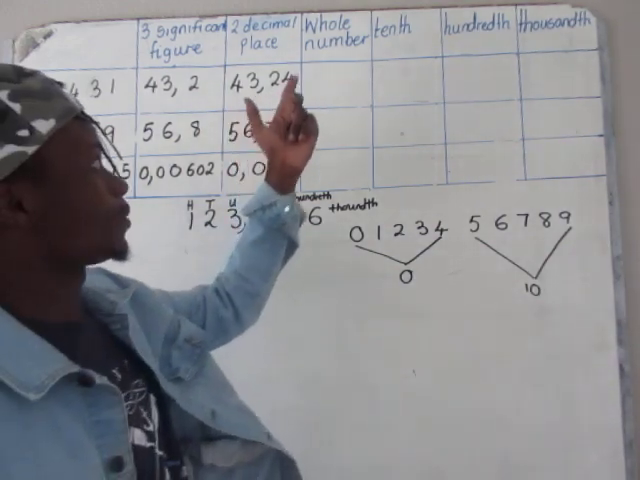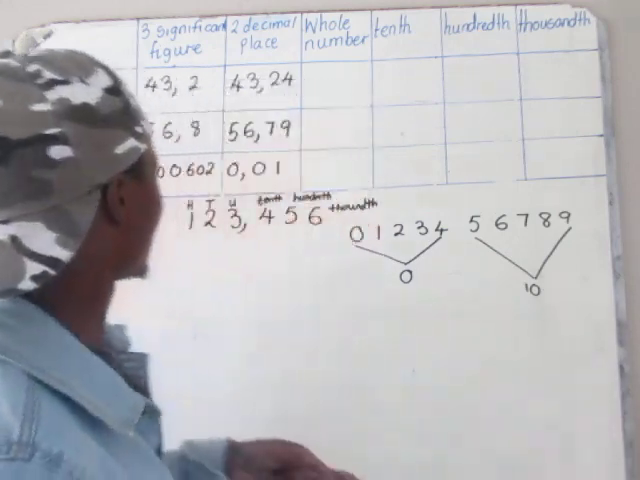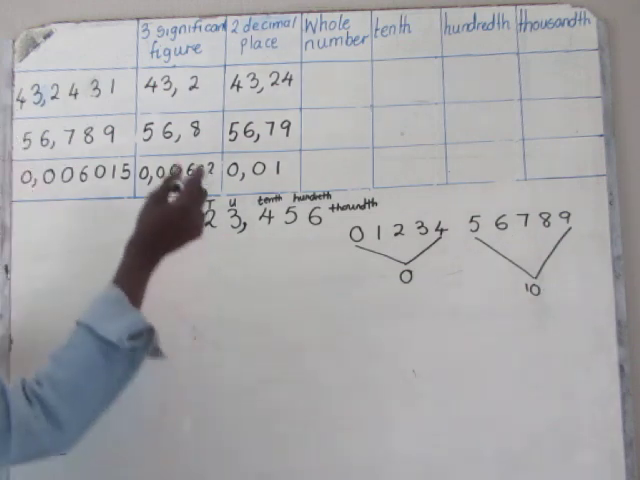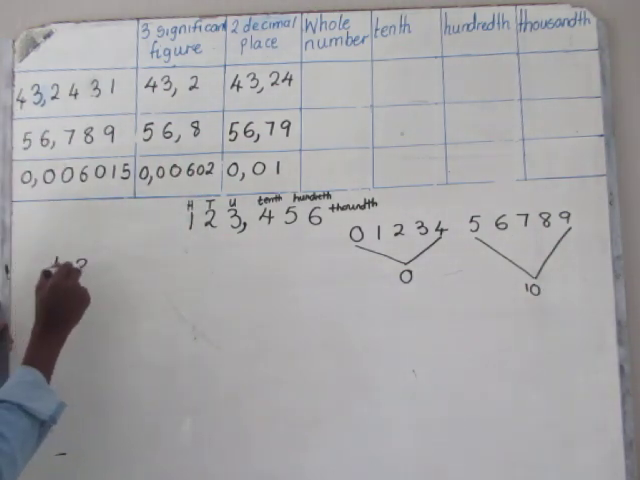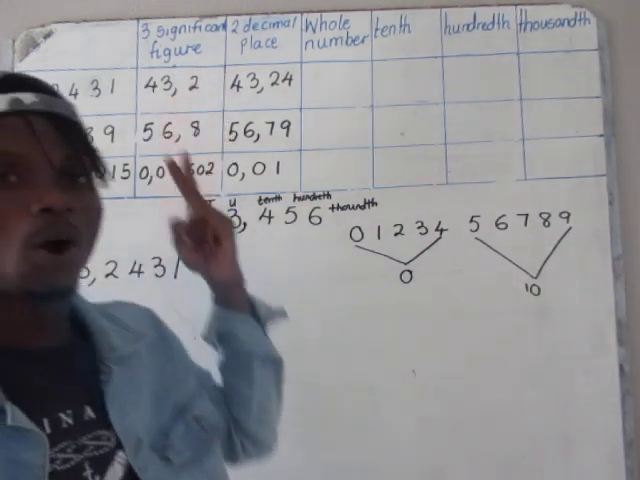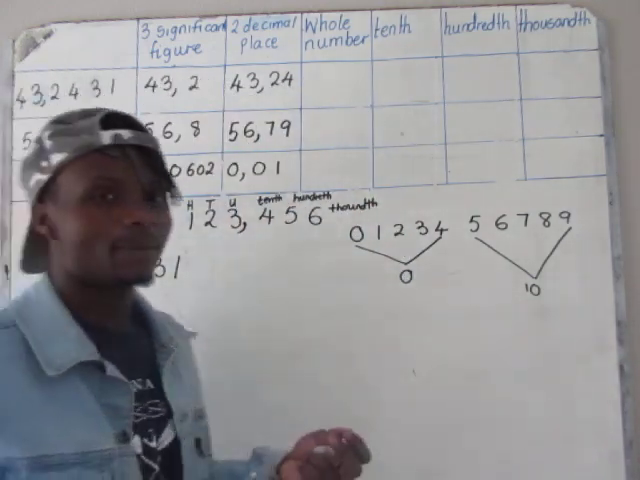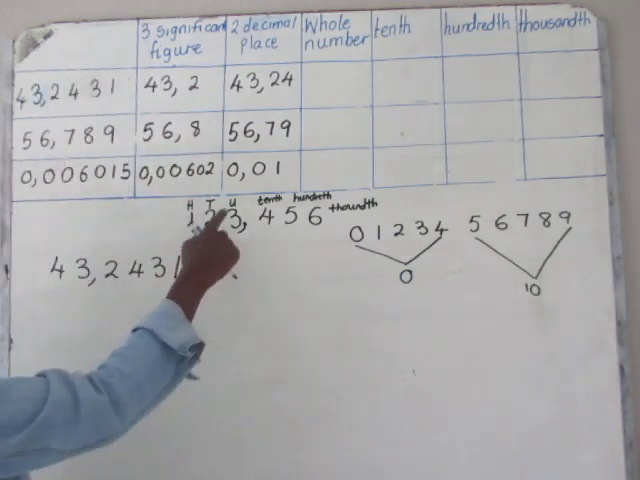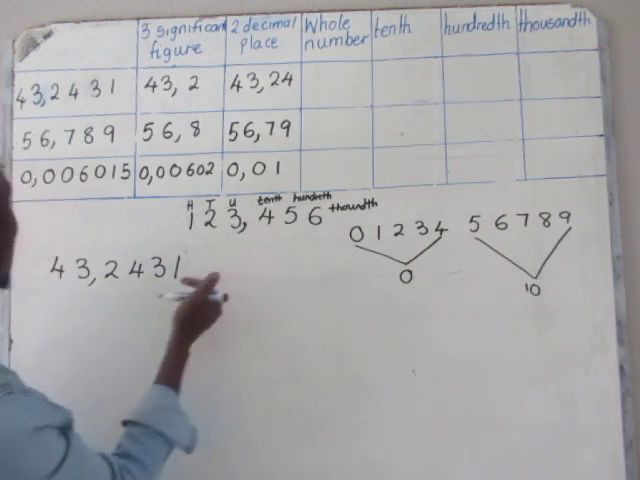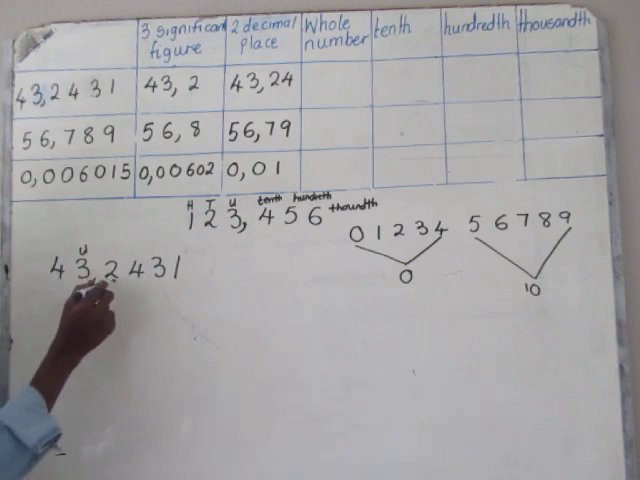So rounding off to the nearest whole number is the same as rounding off to the nearest unit. And we all know that a unit is the number immediately to the left of the comma. So we have 43.2431. To the nearest whole number or unit, we look at the number immediately after the comma, because this is our unit just to the left of the comma. In this case, I want to round to this unit, isn't it? So we look at 2.